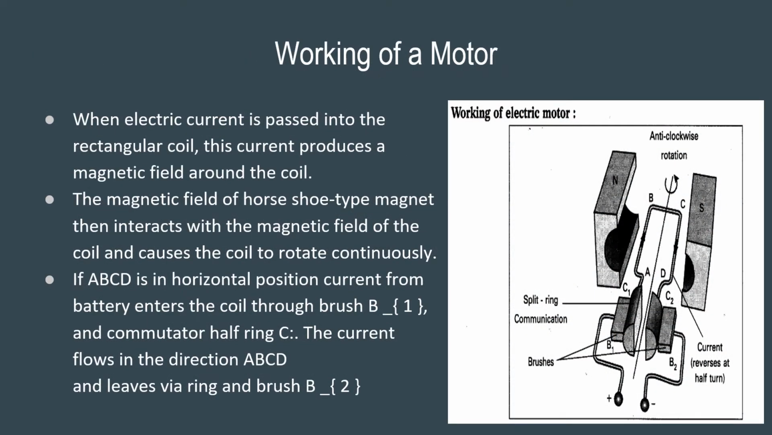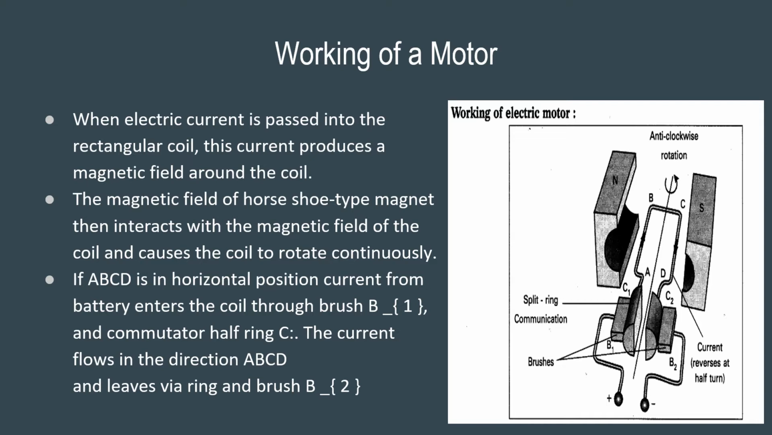Working of a motor. When a current is passed into a rectangular coil, this current produces a magnetic field around the coil. The magnetic field of the horseshoe type magnet then interacts with the magnetic field of the current carrying coil and causes the coil to rotate or spin continuously. The working of a motor will become clearer from the following discussion.